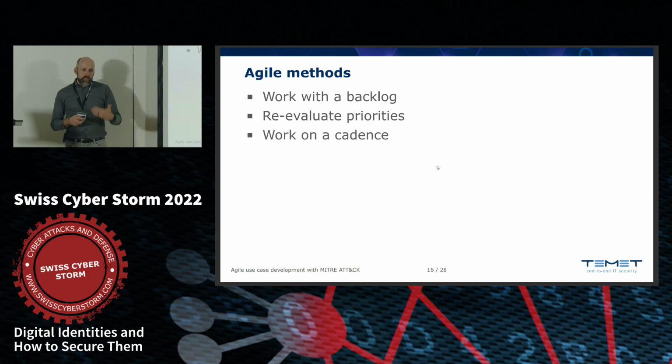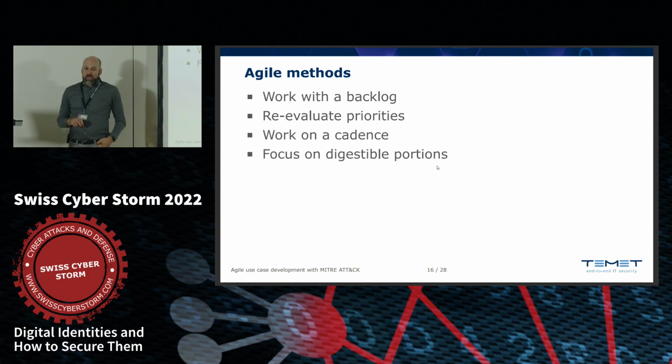And this cadence helps you to have this point in time which is fixed, where you re-evaluate your priorities and where you can then actually become agile because you can change the direction of your work. And to do that, you also need to focus on digestible portions. So if you think about doing something, it should be in a digestible portion. It should be something that you can do inside this cadence, which is very important as well to stay agile. Because if you have too big portions, you cannot change the course.